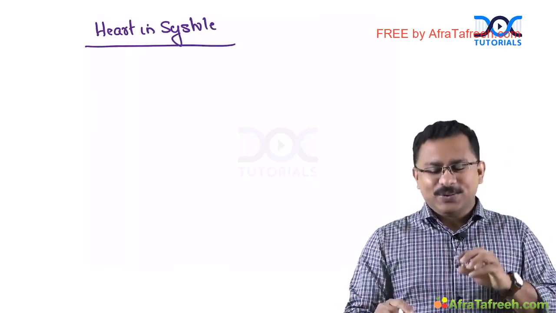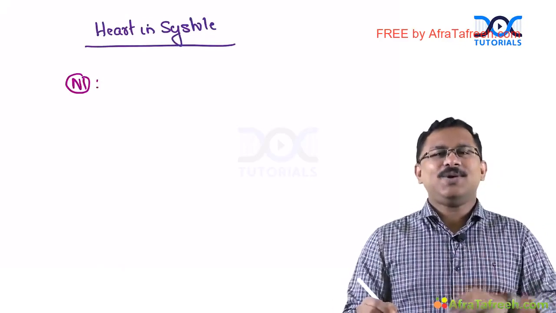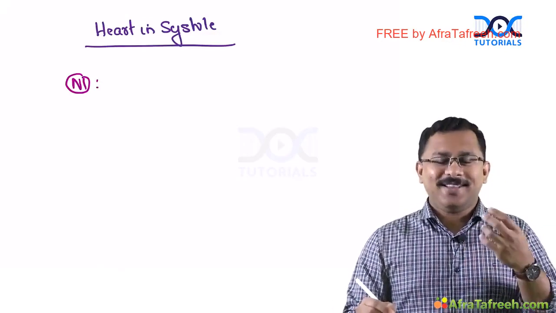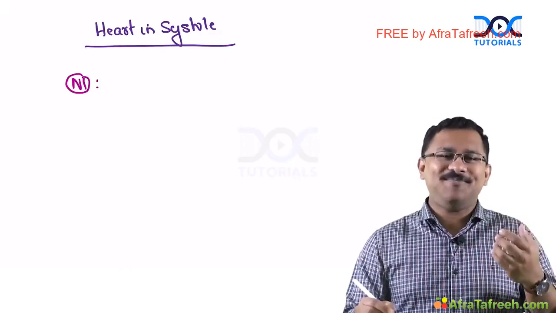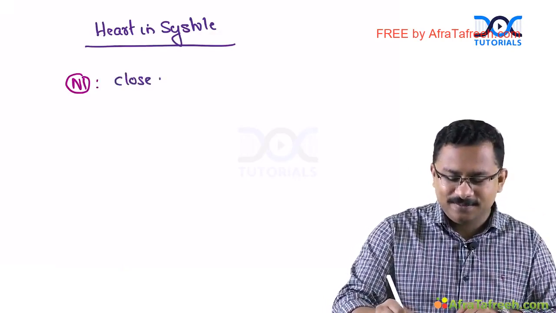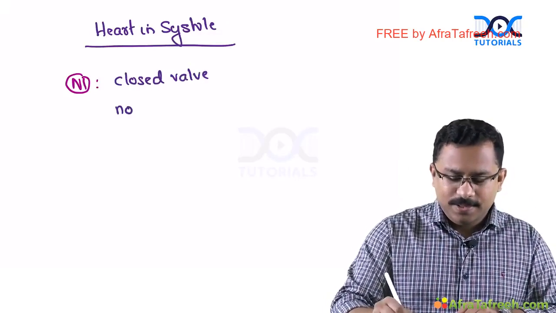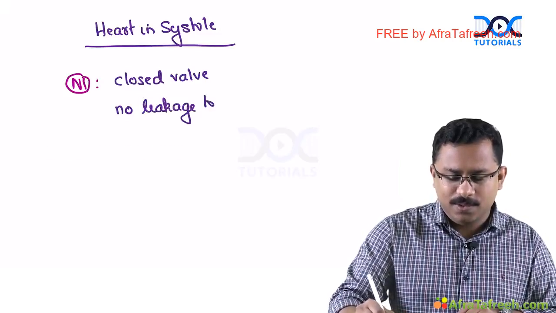So again, let's see normal individuals. In normal individuals, the valve is closed. There is no leakage of blood back to the LA. You will have a closed valve, with no leakage to the LA.